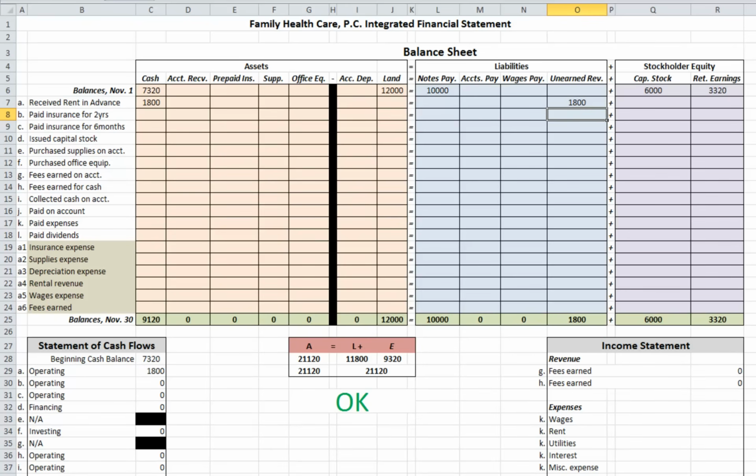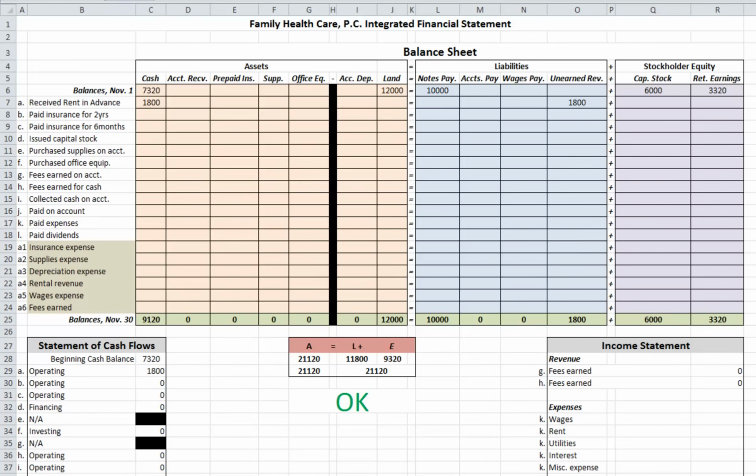Now, after the first month, 1/5 of that will become earned revenue because we've actually provided the service for that month. Now, along with that, if you look down at our statement of cash flows in the lower left, you will see we have an operating cash inflow of $1,800. And that is the $1,800 they gave us to use our land as a parking lot.